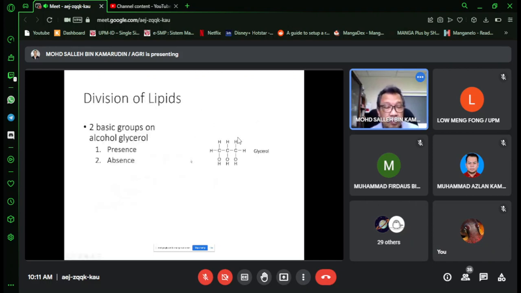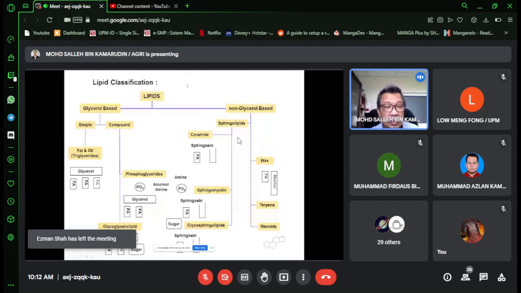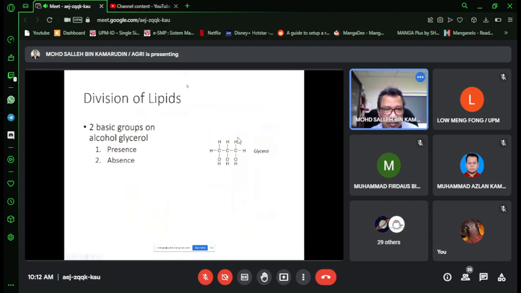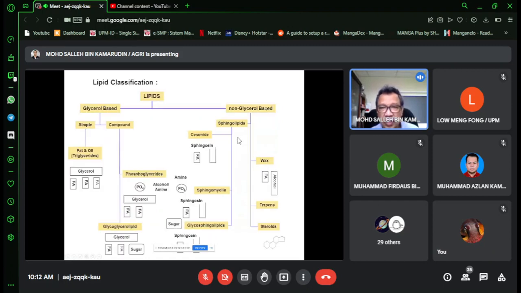Alright, the division of lipid can be divided into two. One is the presence of alcohol glycerol. This is glycerol. The other one with the absence of glycerol. So this is the division first. You're talking about the non-glycerol base, the absence of glycerol. This one is the presence of cholesterol.